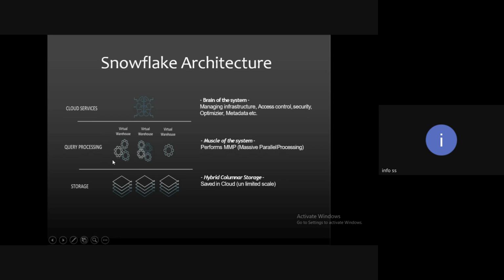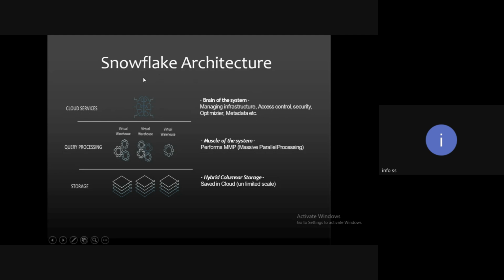Got it? So in our regular sessions, I'll explain the architecture in detail. Here the main advantage is that storage is separate and compute is separate. We'll pay storage cost and compute cost separately, based on our usage. Got it? And we have one more layer called cloud services. It takes care of a few things like authentication and metadata management.